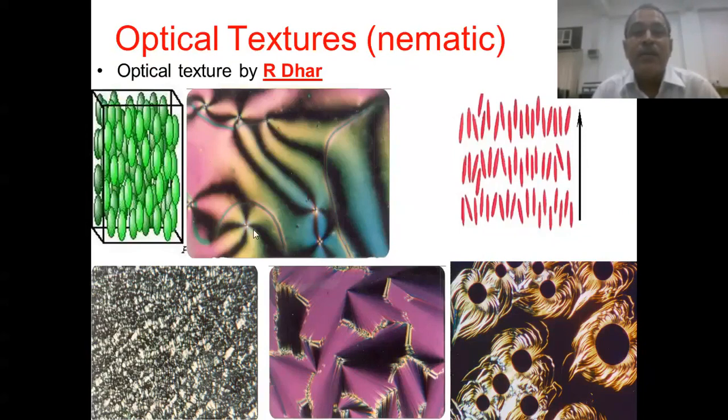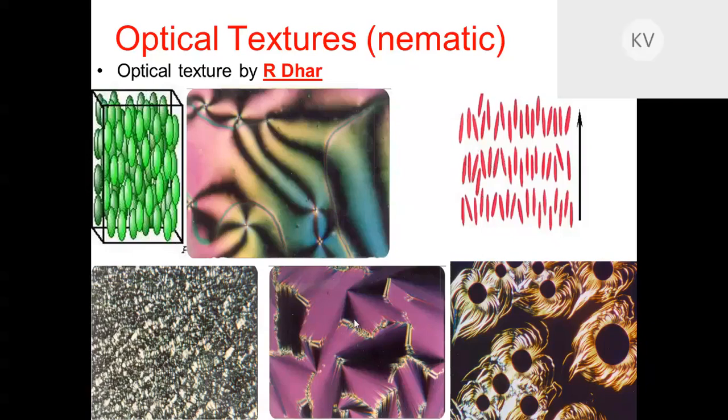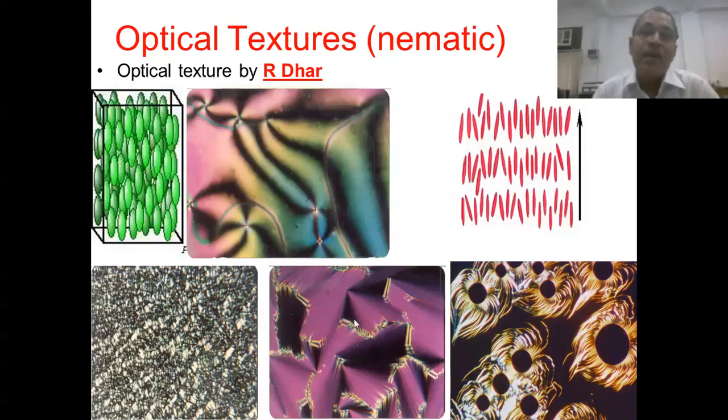So as soon as we get this kind of texture, we say that whatever transition we have seen from the differential scanning calorimeter is, say, solid to nematic phase. And for a partially ordered system, some smectic phase, this kind of focal conic texture is observed. And if it is observed, then we say that this is some kind of layer structure.